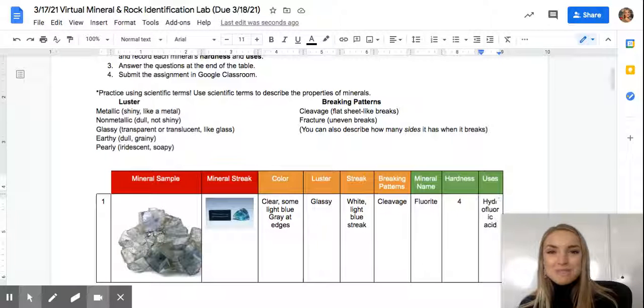You can go ahead and write my answers from fluorite into your table and go ahead and complete the rest. Send me an email if you get stuck or if you need some help, and good luck.